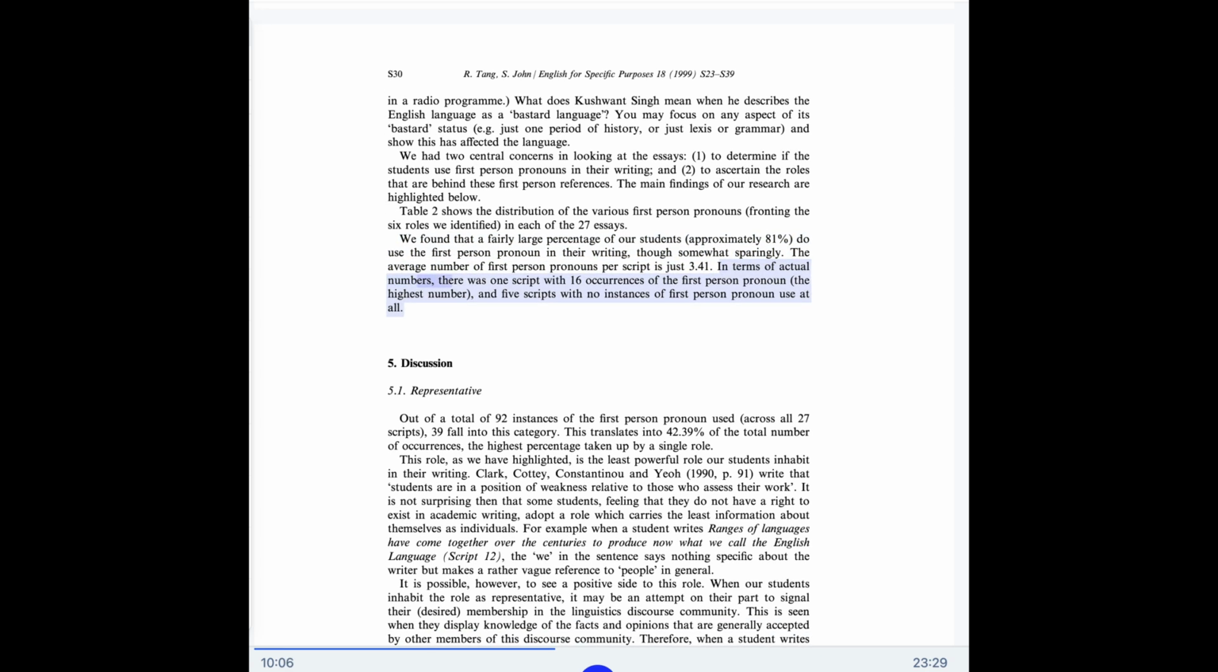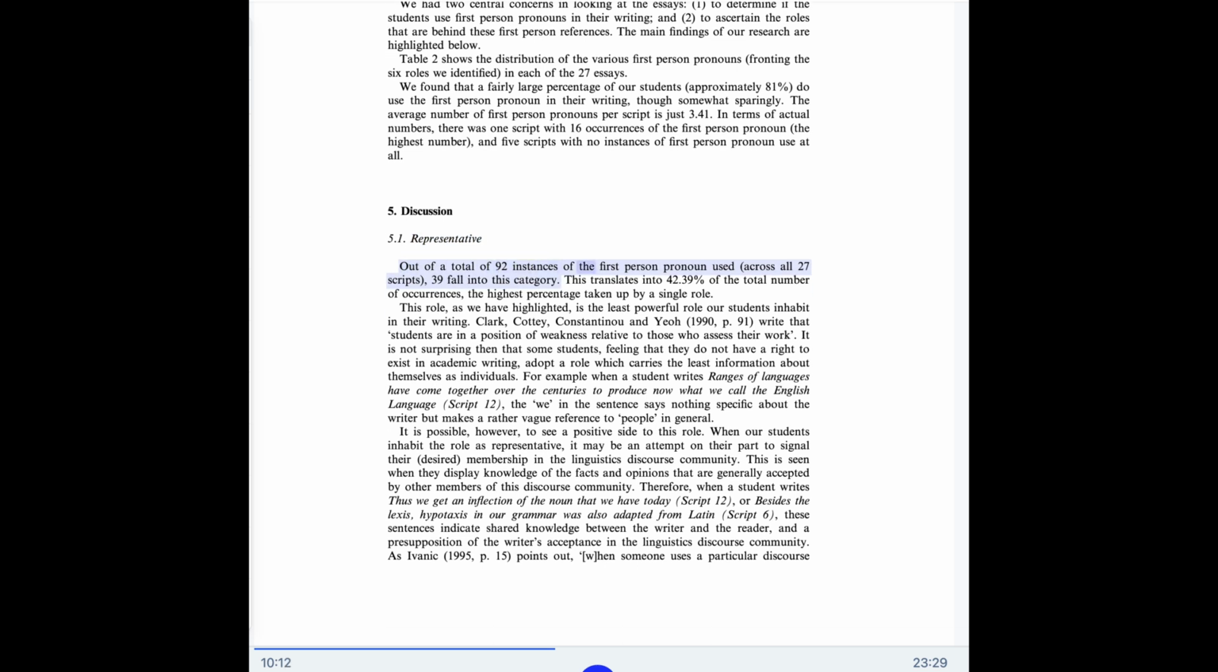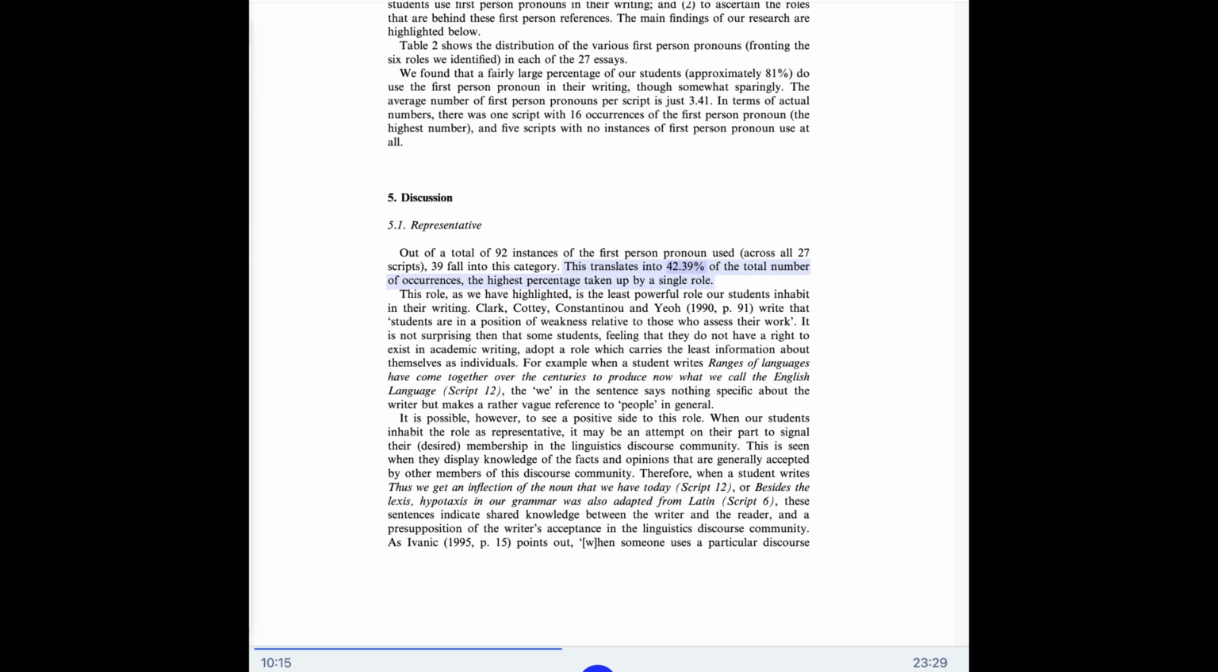In terms of actual numbers, there was 1 script with 16 occurrences of the first person pronoun, the highest number, and 8 scripts with no instances of first person pronoun use at all. 5. Discussion. 5.1. Representative. Out of a total of 92 instances of the first person pronoun used across all 27 scripts, 39 fall into this category. This translates into 39% of the total number of occurrences, the highest percentage taken up by a single role.